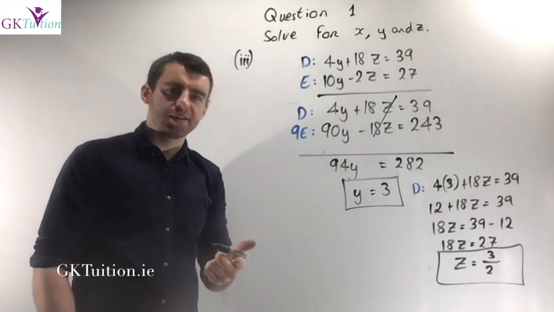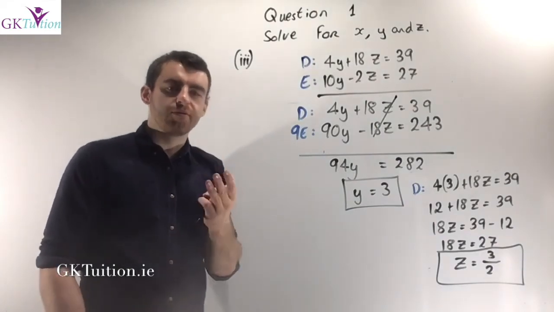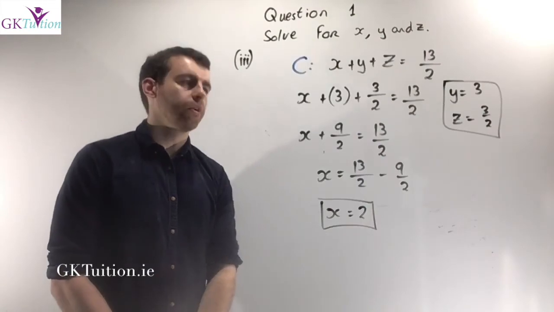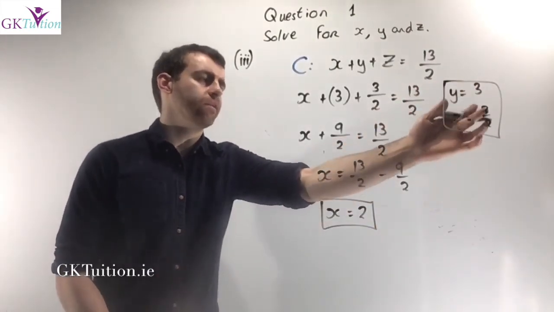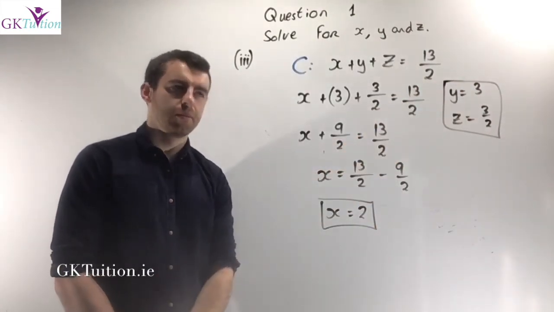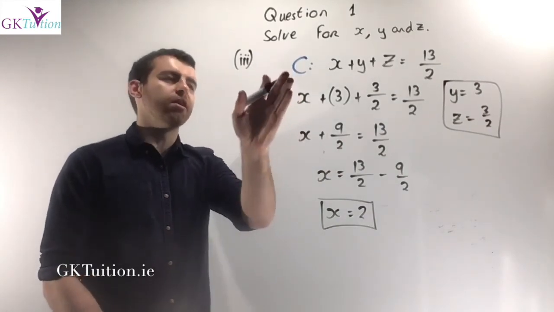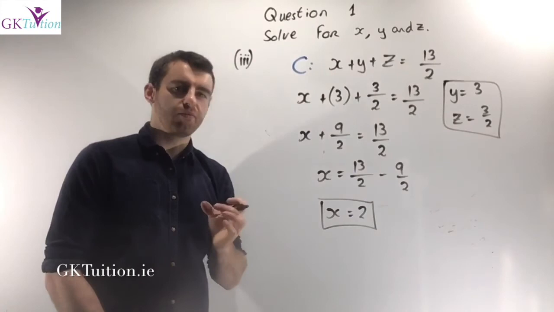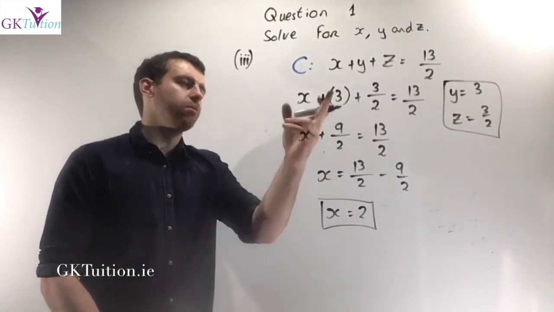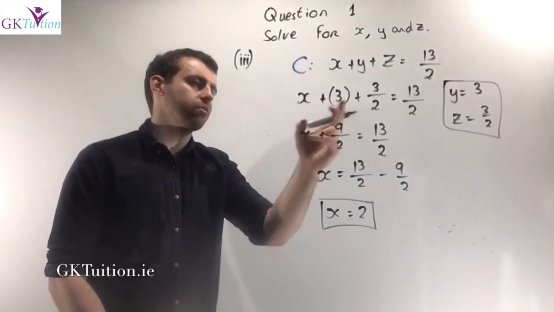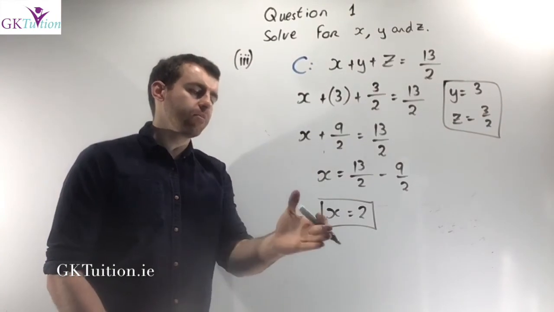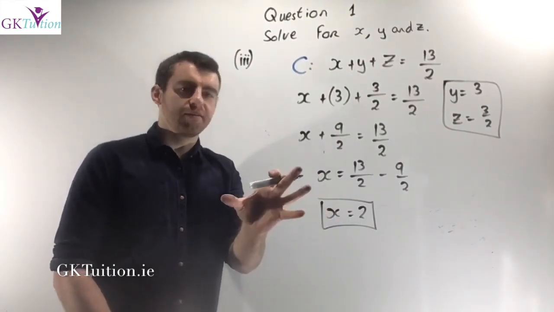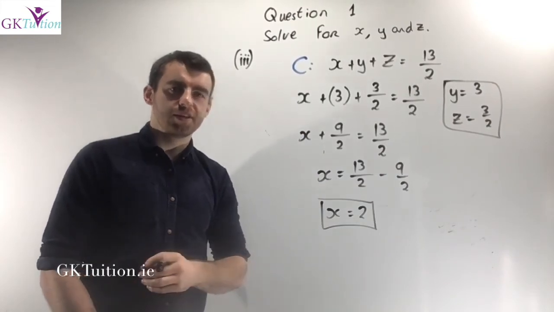And now that I have y and z, I'll go back to one of the original three equations and I'll find a value for x. So I've worked out that y is equal to 3 and z is equal to 3 over 2. I've taken equation C here, which was x plus y plus z is equal to 13 over 2. That was the very original one I had. I subbed in y equals 3 and I subbed in z equals 3 over 2, and I worked out that that must mean that x is equal to 2. So that's the answer to the final question in this video.